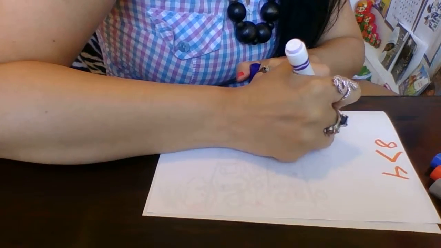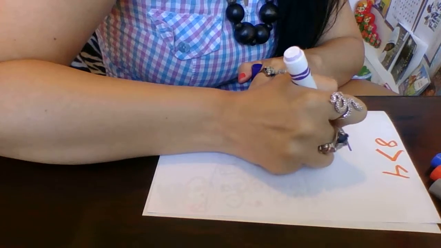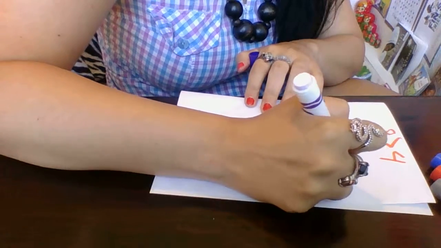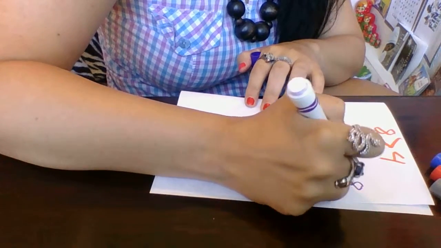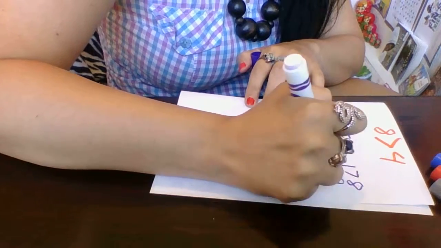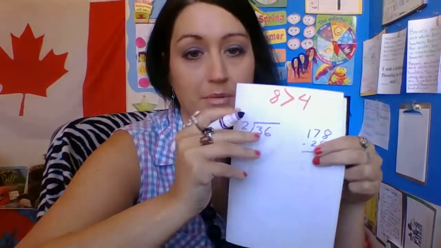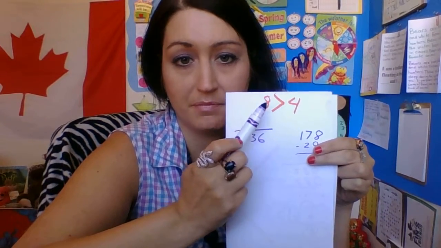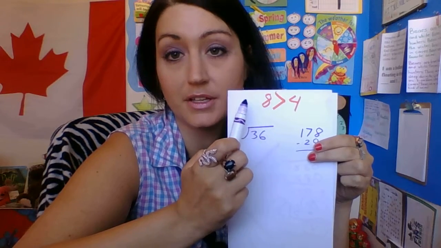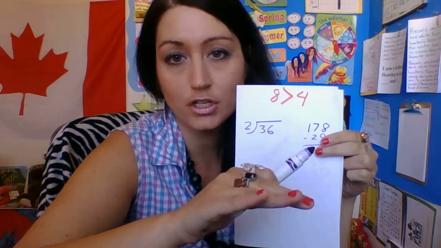Now, my teacher might change it up a little bit. I might get something like this. 2 divided into 36, and then over here I have 178 minus 29. Well, as long as you understand the concept of the alligator mouth being open to the bigger number, and if it's equal, then you use the equal signs, you're good to go.